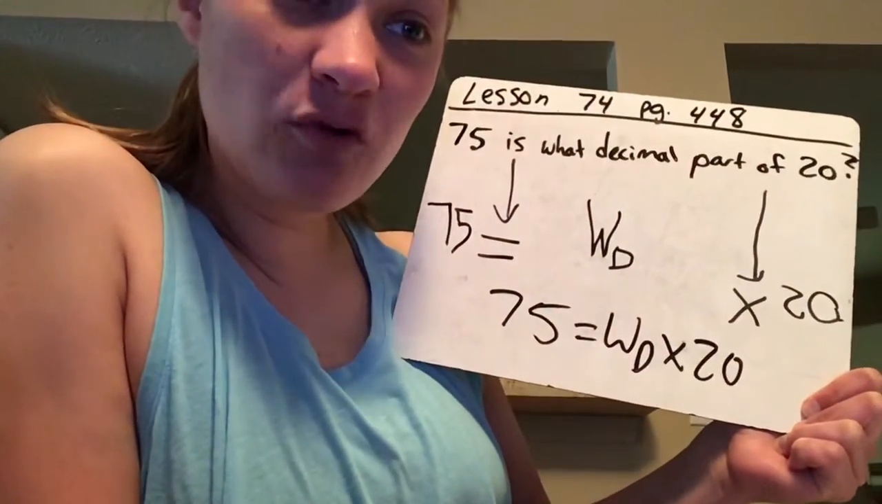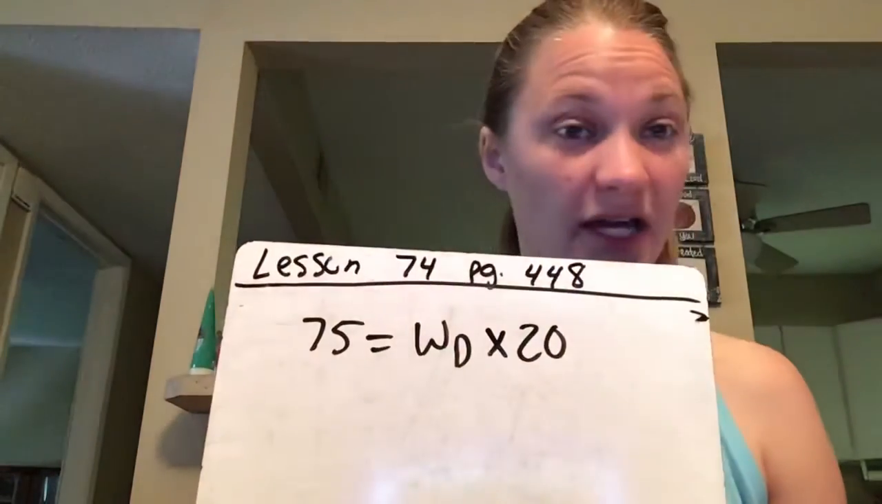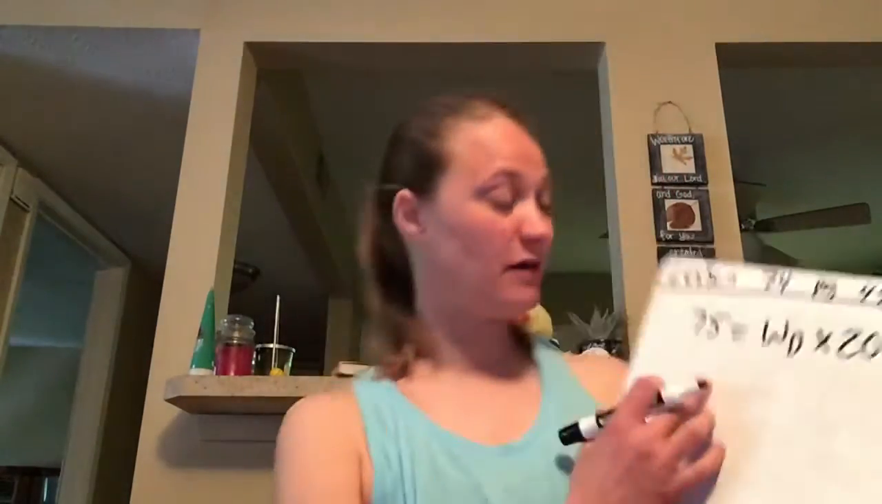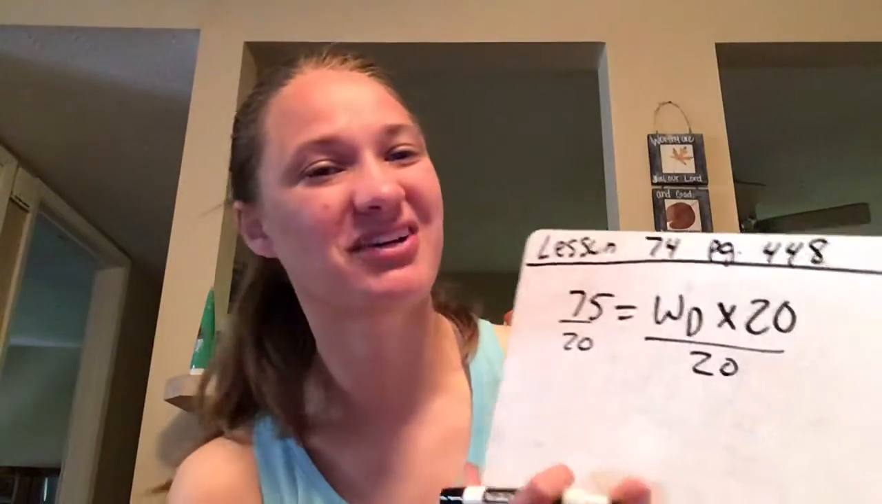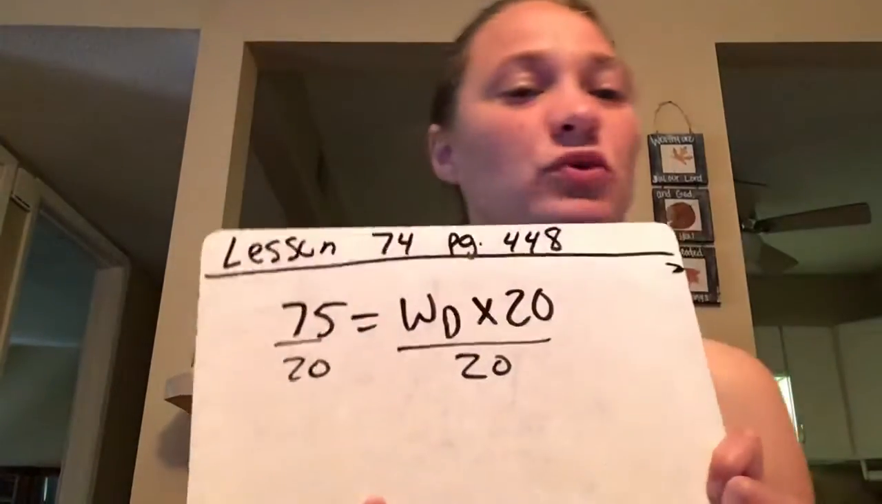Now, they are looking for a decimal. They're not looking for a fraction, okay? I'm going to erase this so we have more space. 75 is what decimal part of 20? So 75 equals W sub D times 20, okay? And we're going to do division again. You got to divide 75 by 20. Divide both sides by 20. I wish we could have gotten to that in class. Miss Werner's going to wish you'd have got that too.